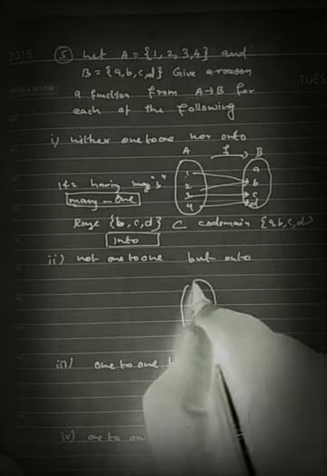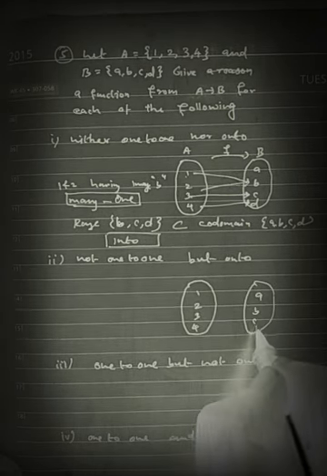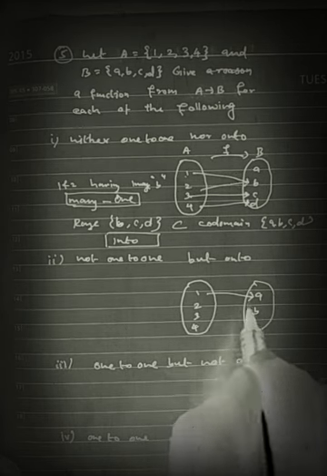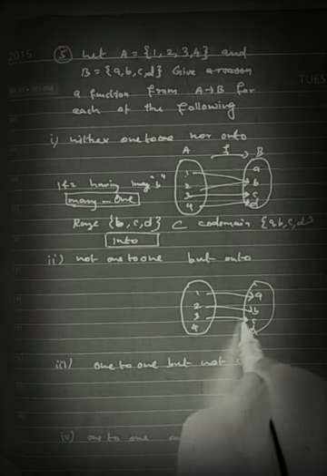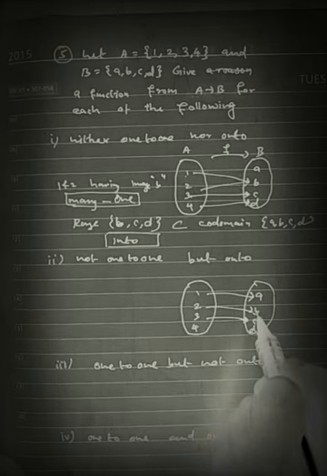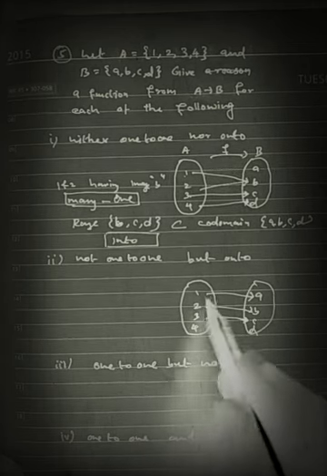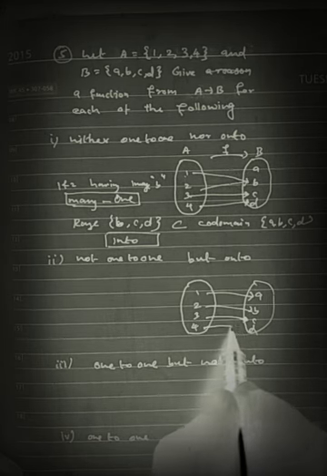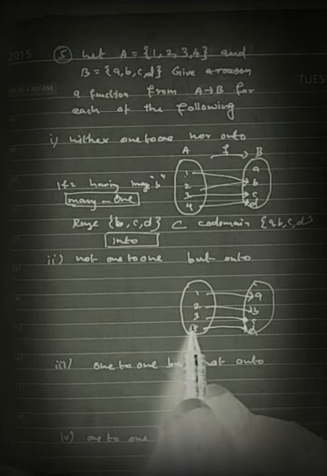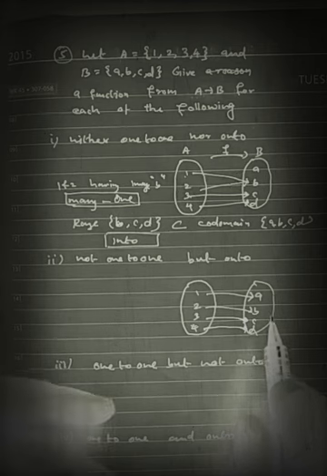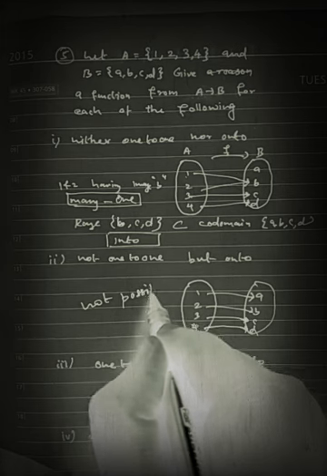I think it's not possible. Let's check. A, B, C, D. 1 is mapping to A, 2 is mapping to B, and 3 is mapping to C. For 4, if it repeats, then only can we say it's not 1 to 1. But here definitely it is not possible, because here how many elements? 4 elements. Here also 4 elements. Definitely 4 will map to D only. There is no other option. If I map to C, it will become not 1 to 1, but it will also become not onto. So this case is not possible. You write it as not possible.